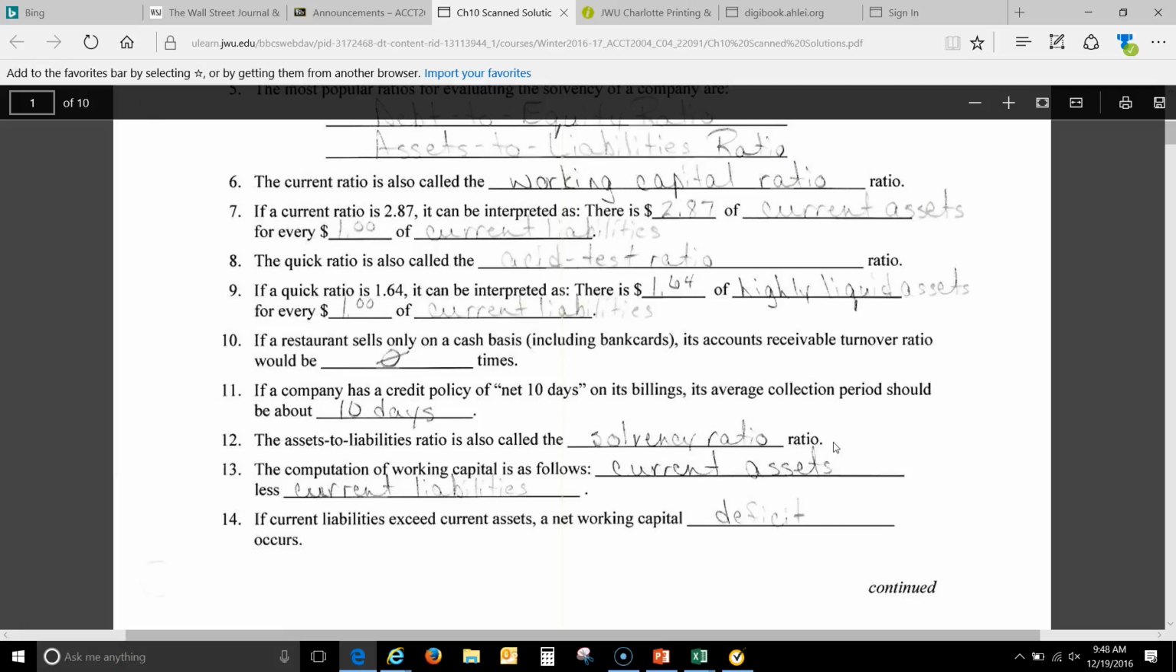Number 13. The computation of working capital is as follows: blank less blank. And remember, less just means minus. Good. Current assets minus current liabilities. Right. Number 14. If current liabilities exceed current assets, a net working capital blank occurs. Deficit.